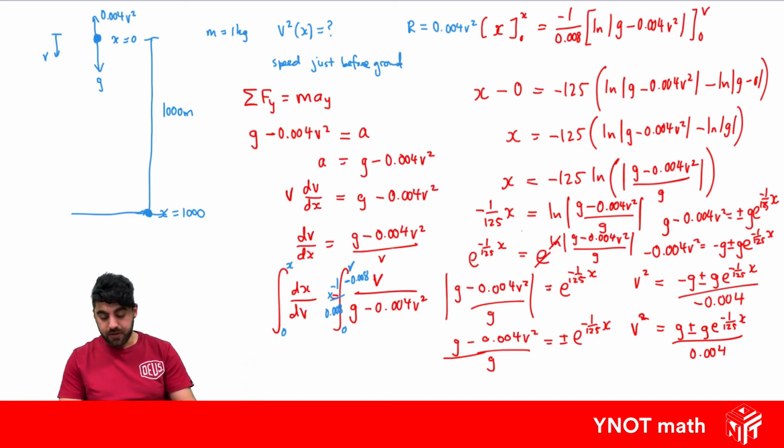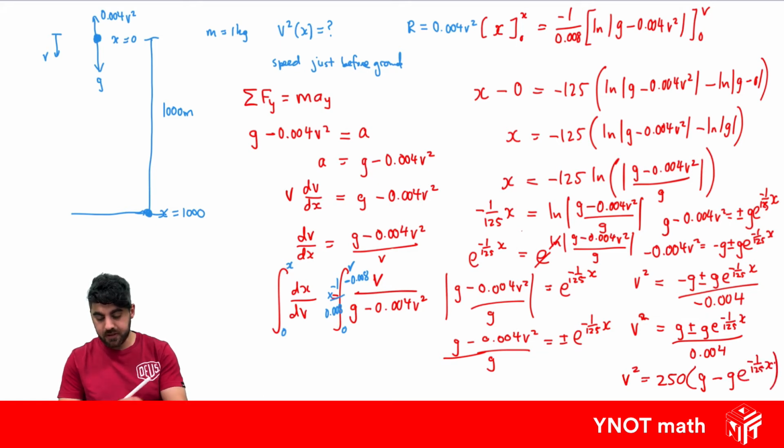And then the denominator of 0.004 we can bring up into the numerator and make it 250. So we get v squared equals 250 times g minus g e to the minus 125x for the final expression for the velocity squared.